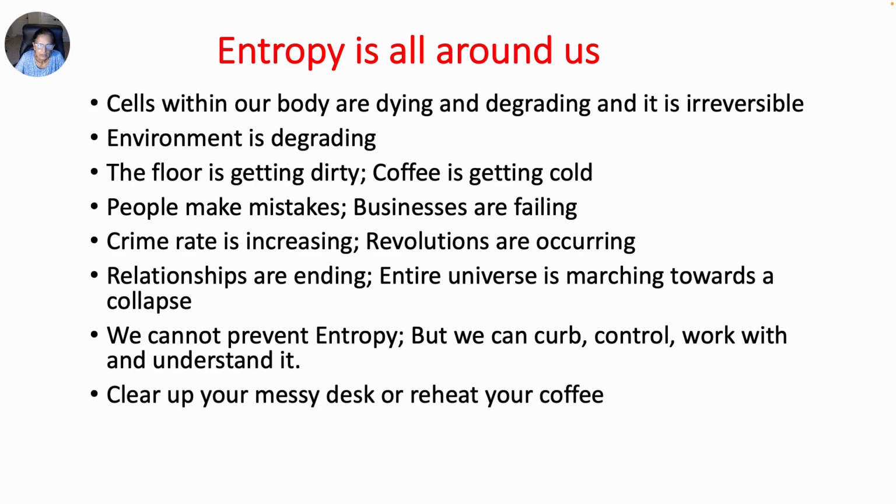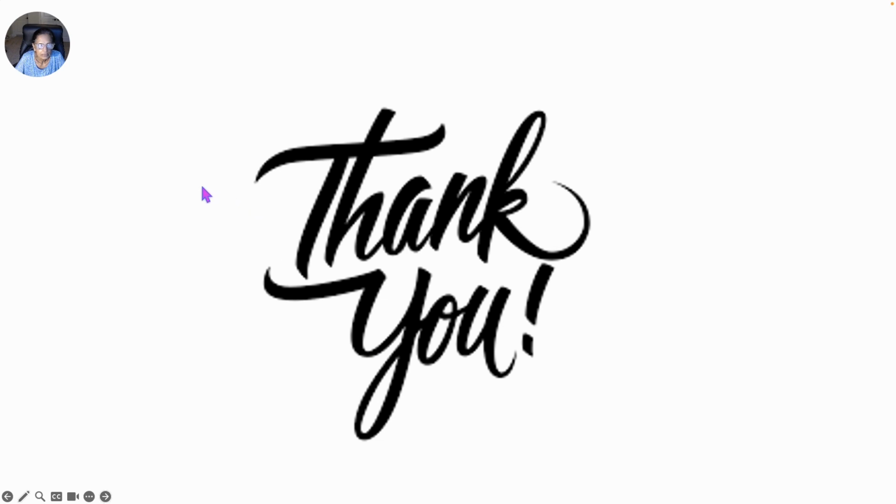For example, we can clear up the messy desk that is in a disorderly manner and bring some order into it. Similarly, if the coffee got cold by itself in a spontaneous process, we can reheat it by supplying some energy. Similarly, we can rectify our mistakes. And the environment also, by being extremely conscious about environmental degradation, we can stop the degradation of the environment. And relationships also, we can work and better the relationships. We can clear up the entropy.